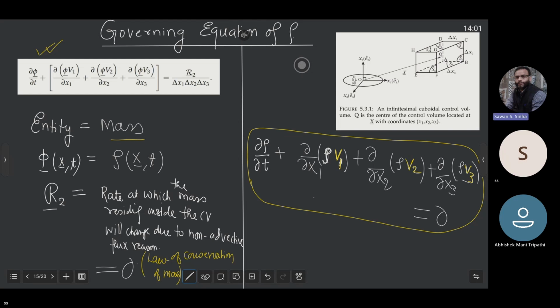So towards the end of the previous class, in a hurry, I wrote this as x1, x2, x3. No, that is v1, v2, v3. It comes directly from here.